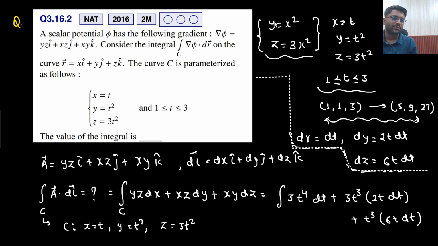x equals t, y equals t square, z equals 3t square. If I know from where to where my xy coordinates are going, from there I could get to know from where to where t would go. t would go from 1 to 3. Simply put the values, job done.